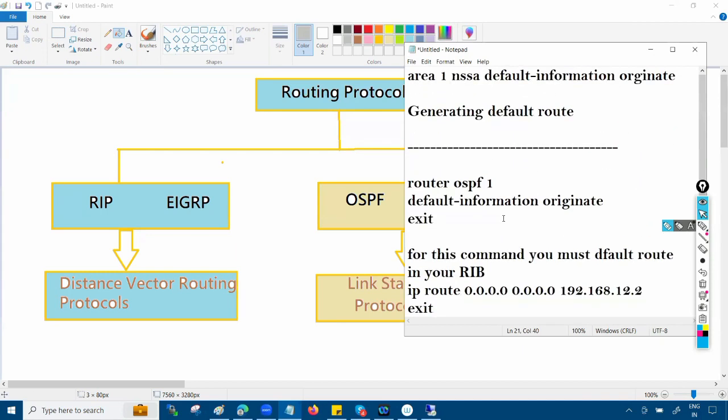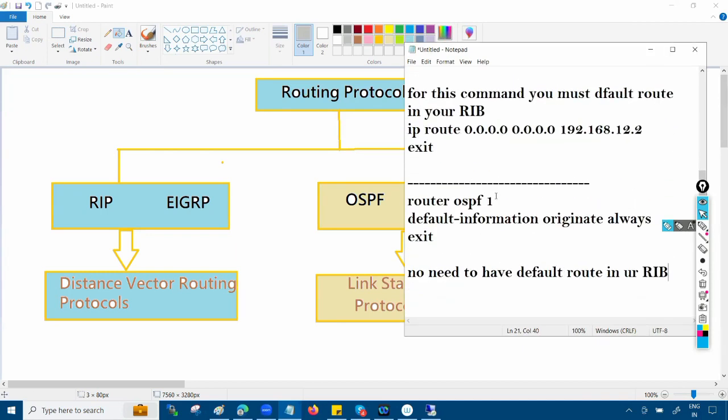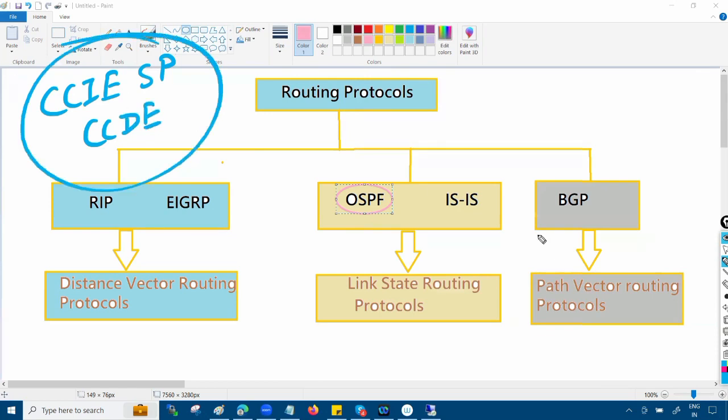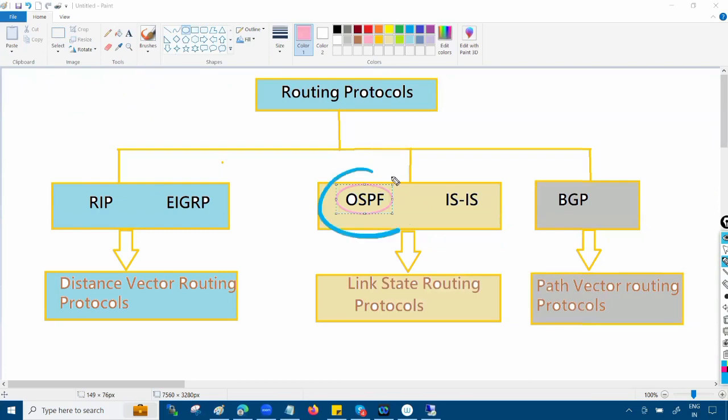So we have covered a lot of parts in your OSPF protocol, right? So now tell me one thing. You have done with this protocol, right? What is the problem that you have found in the OSPF protocol? As I already told you, this batch is not only for the CCIE SP. We are also going to cover the CCDE part, design expert, right? So what is the problem that you have faced in OSPF?